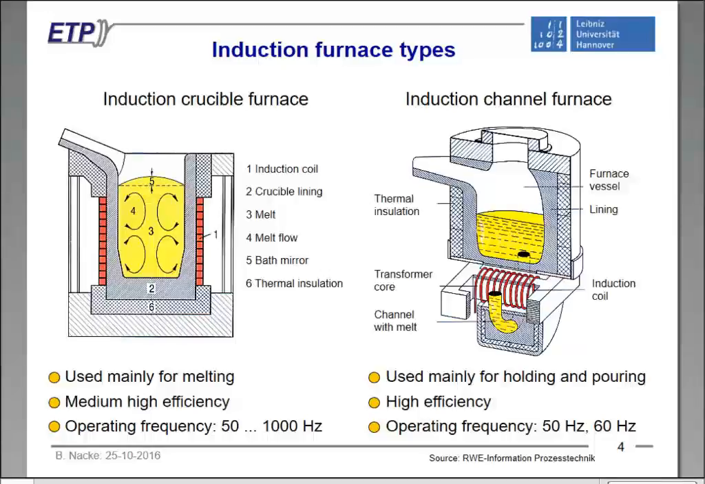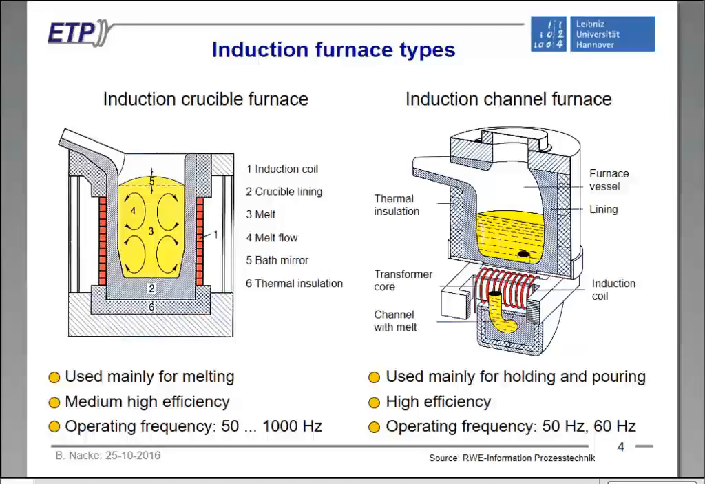And also due to these general rules of induction heating, if we want to melt a melt which is more highly conductive than gray iron, for example, copper, then the efficiency drops down. I will explain this a little bit more in detail later, but first of all, I would say the efficiency goes down, so we have a medium high efficiency with an induction crucible furnace.